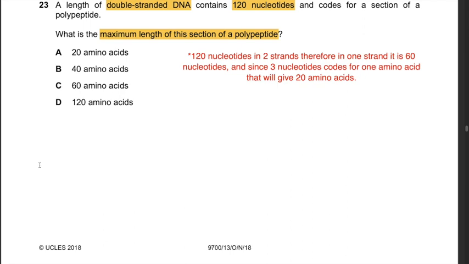that is 120 nucleotides divided by 2. That will give you 60 nucleotides on 1 strand. And since 3 nucleotides code for 1 amino acid, that will give us 60 divided by 3, that is 20 amino acids. Hence, the maximum length of this section of a polypeptide is 20 amino acids, and the answer is A.